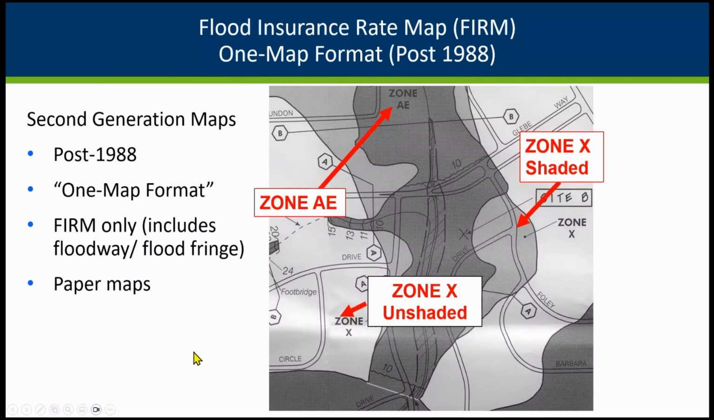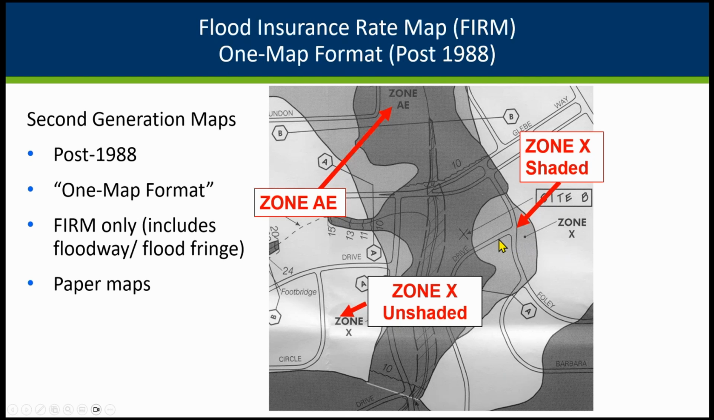So the next set of maps came out after about 1988, and they're still paper. We're still using the dark shaded area for that higher risk zone, the Zone A, but they don't use the numbers anymore because they found that the insurance agents weren't using those numbers to calculate the premiums, so they just put an E for elevation, that there's an elevation that's been determined as shown on the map.